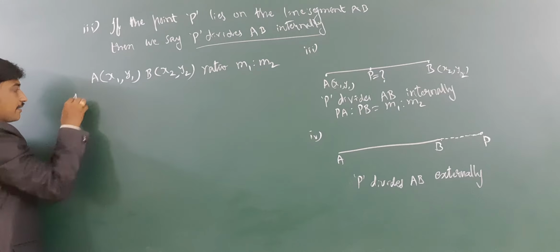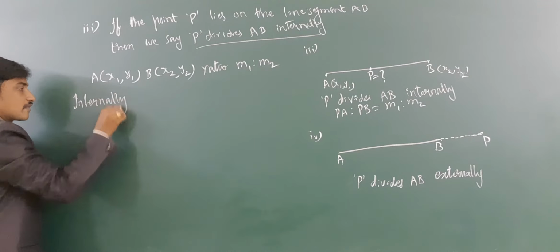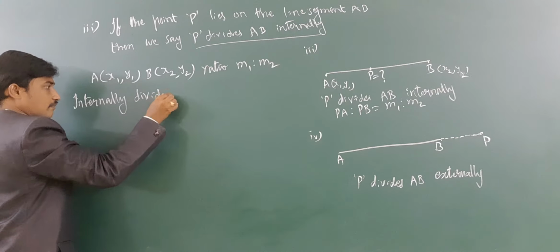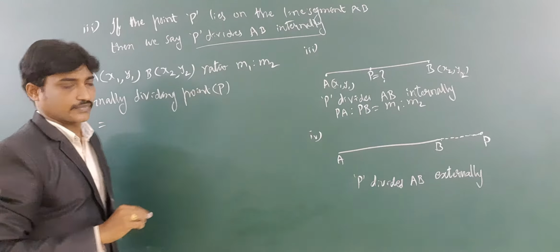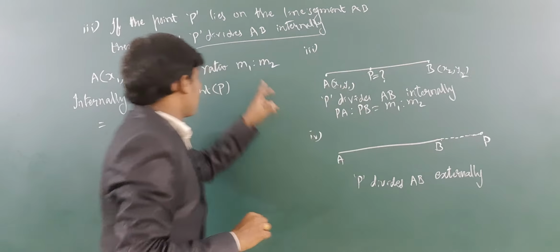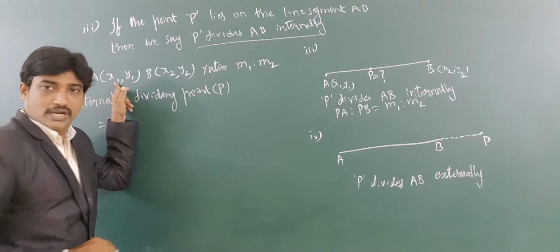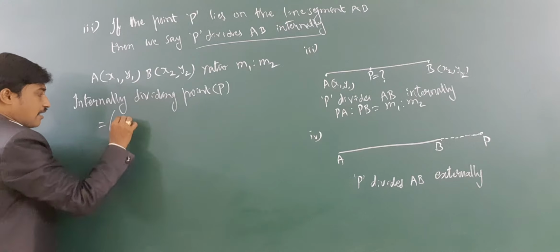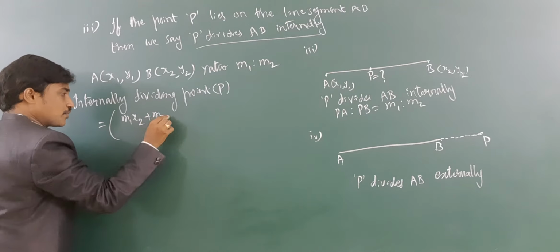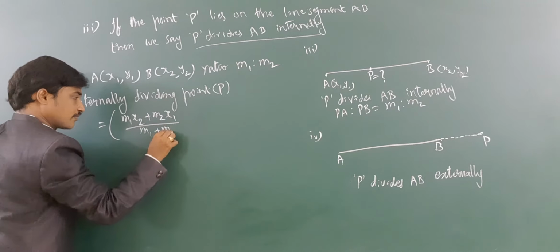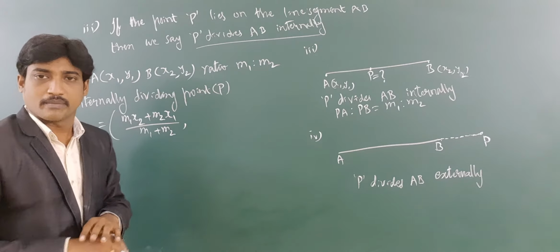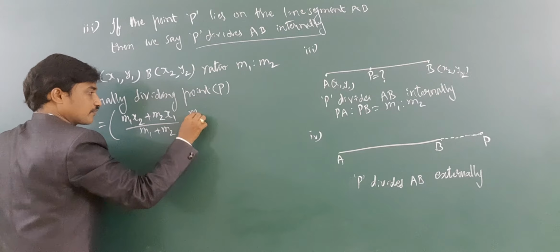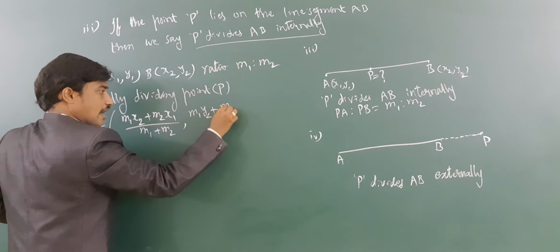Then the internally dividing point P is equal to the ordered pair (m1 x2 plus m2 x1 by m1 plus m2, comma m1 y2 plus m2 y1 by m1 plus m2).